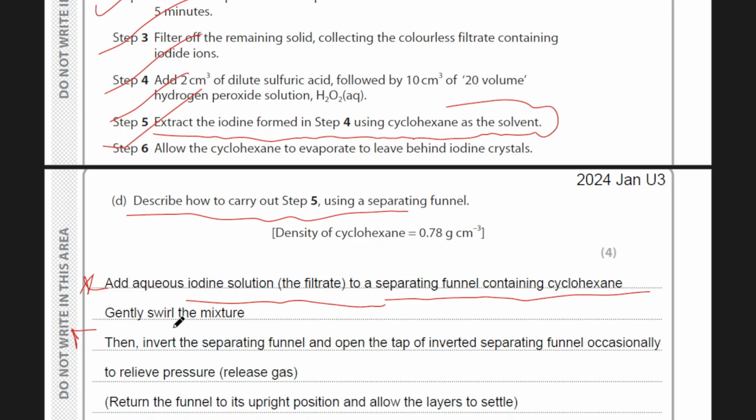Then we gently swirl the mixture and then invert it down to basically relieve the pressure, because when you keep on mixing the components, the gas pressure tends to increase. So in order to release the pressure and to ensure that the components separate more efficiently, it's very important to invert the separating funnel and open the tap of the inverted separating funnel occasionally to relieve the pressure.